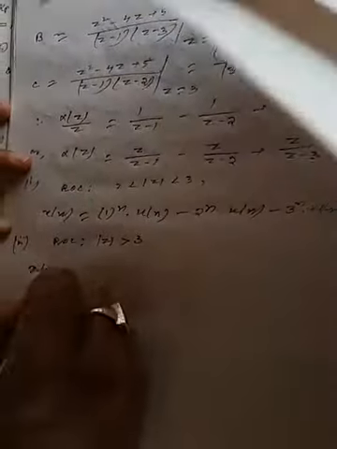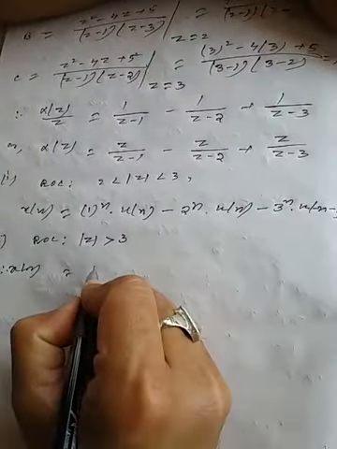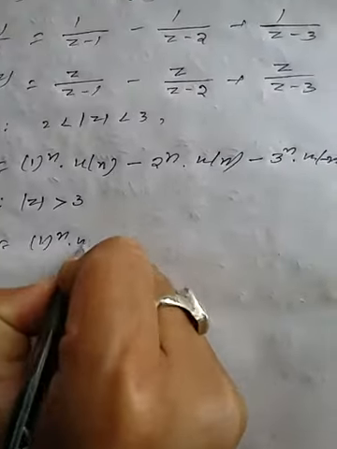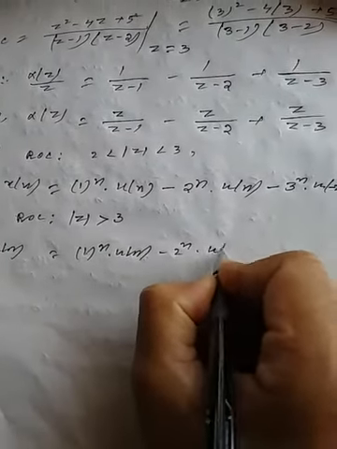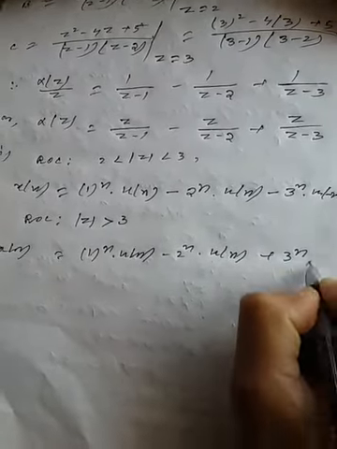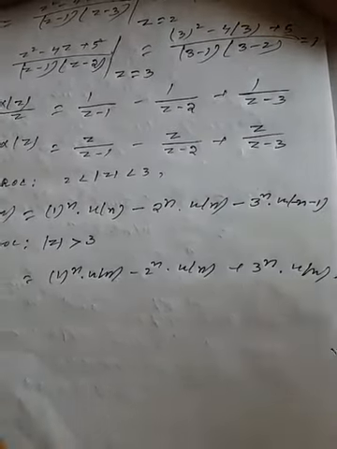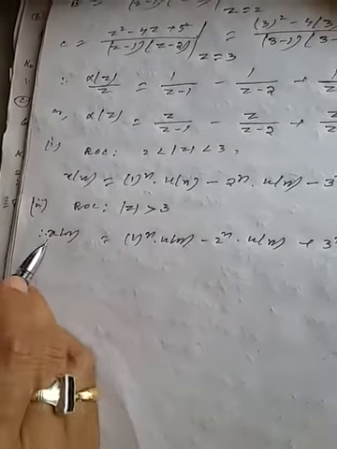So x[n] will be equal to 1 to the power n into u[n], plus 2 to the power n into u[n], and for this portion 3 to the power n into u[n]. So for the ROC mod of z greater than 3, x[n] will be equal to this portion, right?